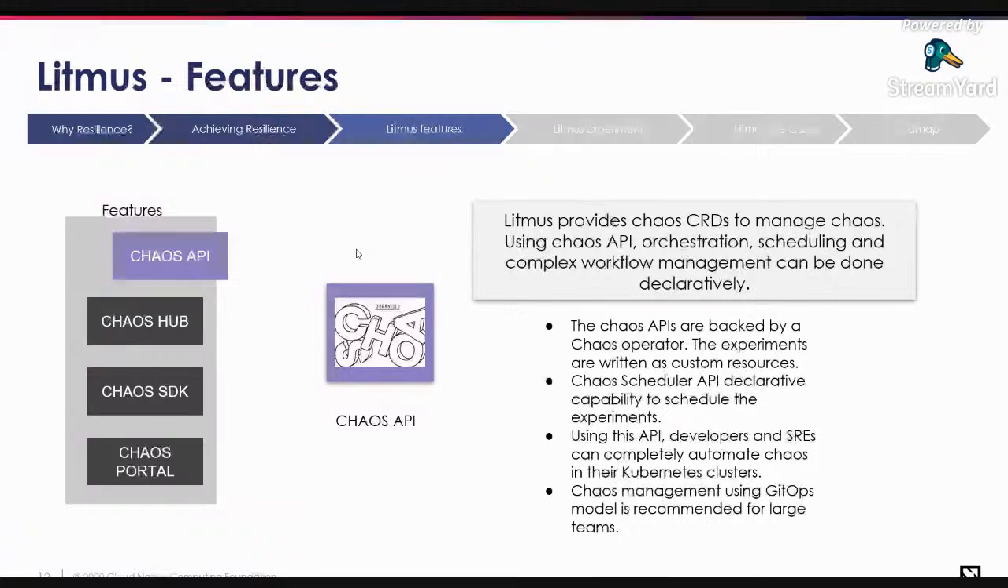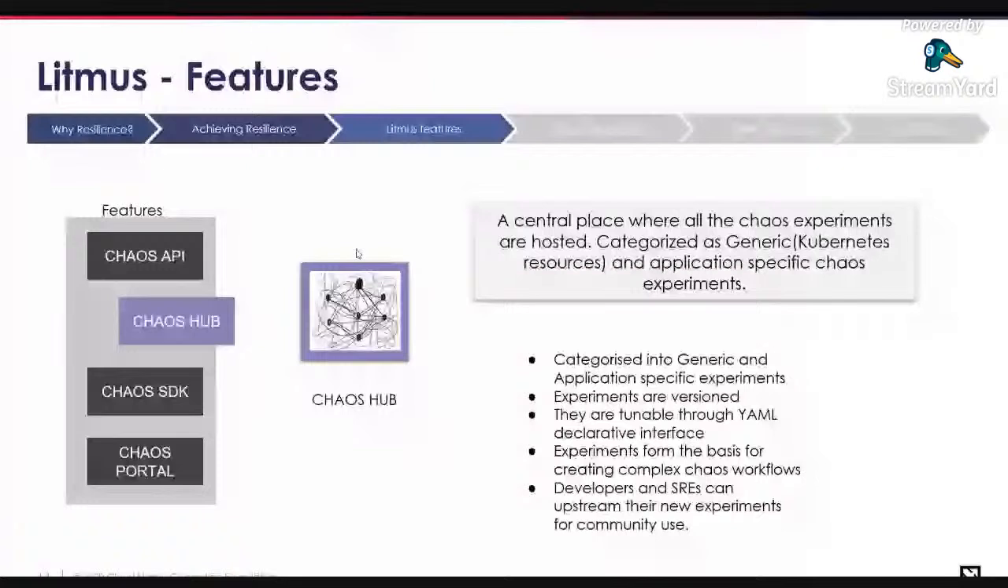Lastly, obviously, the GitOps model is recommended for large teams. It varies from team to team, but chaos management using the GitOps model is going to be really helpful. So I think I have mentioned everything about the Chaos Hub. Basically, experiments are tunable through YAML in a declarative interface. That's the extra point I would like to bring up, and you can always check the Chaos Hub for the new experiments that are getting added.